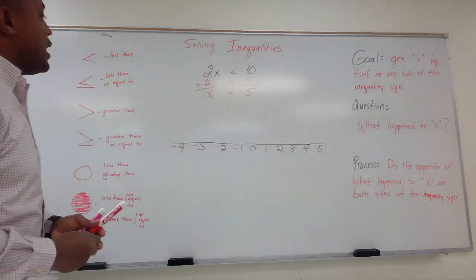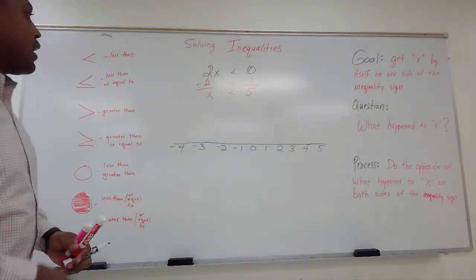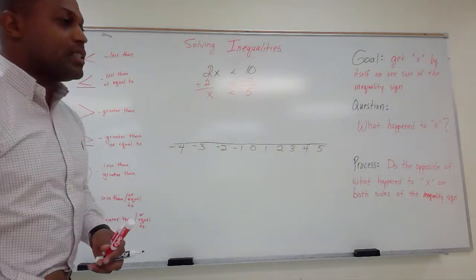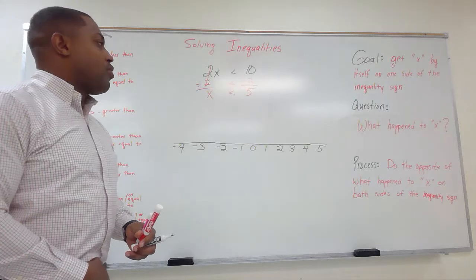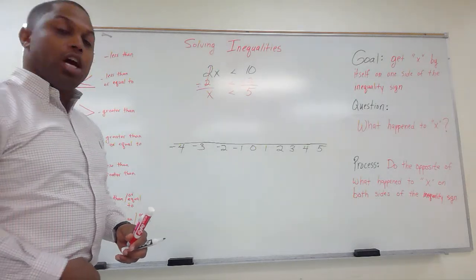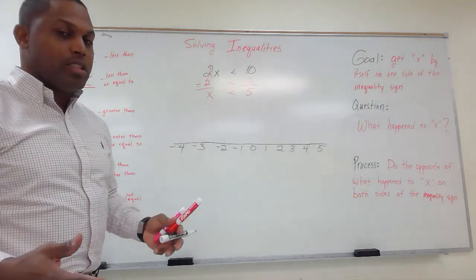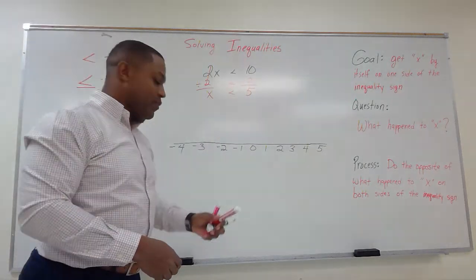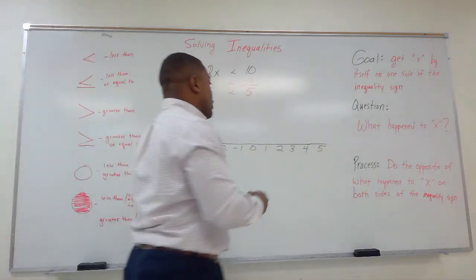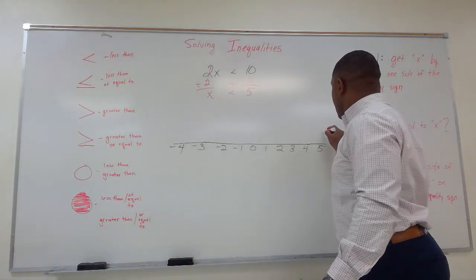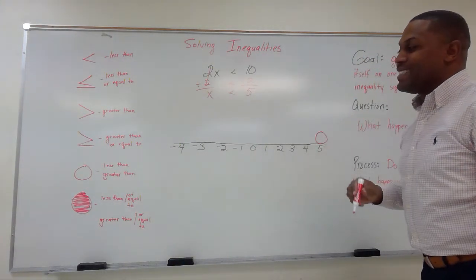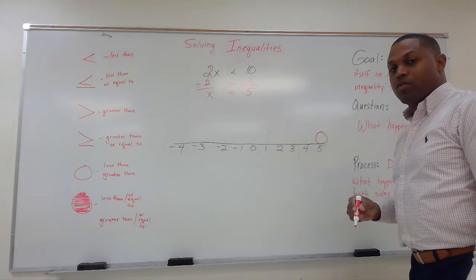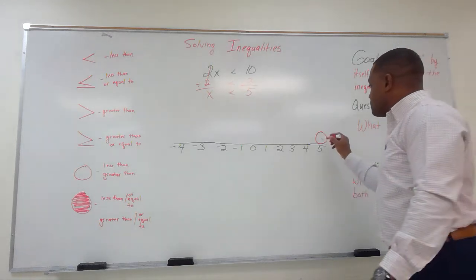So, something being less than 5 means 5 is not included. That's like saying we're having a birthday party for kids and it is under 10. Okay? Under 10 does not include 10-year-olds. So less than 5 does not include 5. With that being said, I'm going to put a circle here, and since it does not include 5, I'm going to leave the circle open.